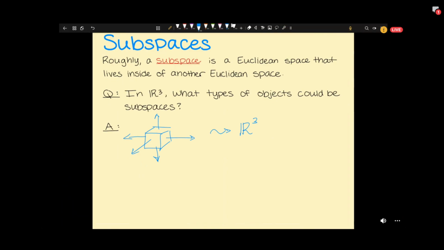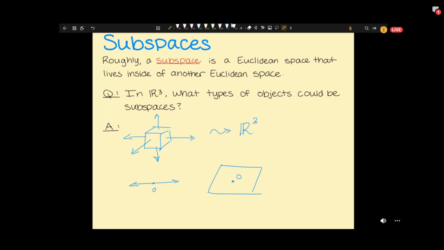All right, I'll give you one. A line. A line is a subspace of R3, specifically a line going through the origin. This is a Euclidean space. It's kind of like R, the real numbers, but it lives inside of R3. And then we can also have a plane. So here's a plane, and it goes through the origin.